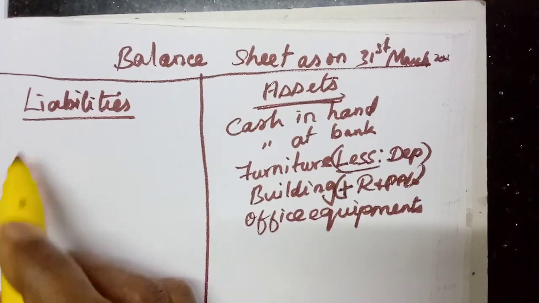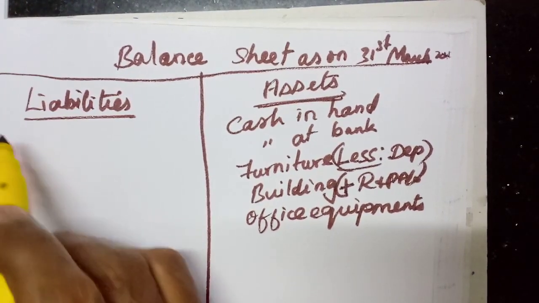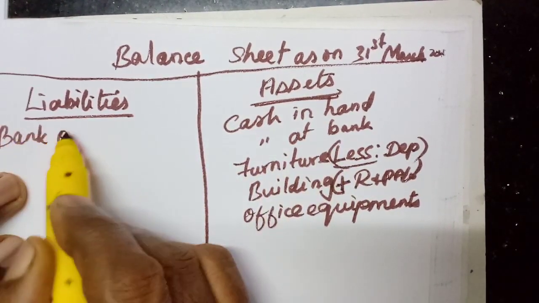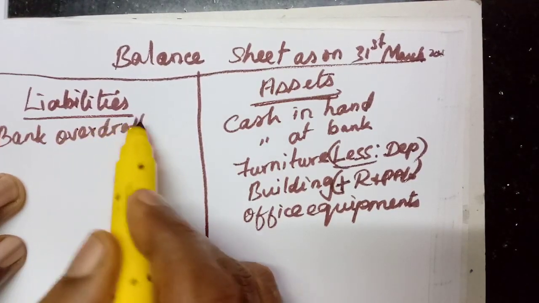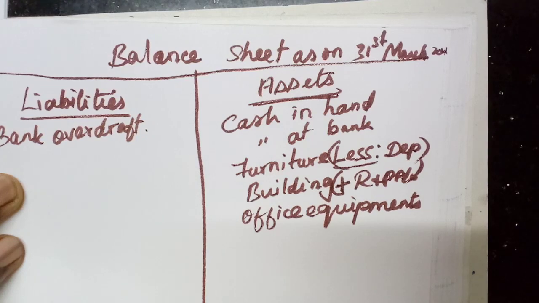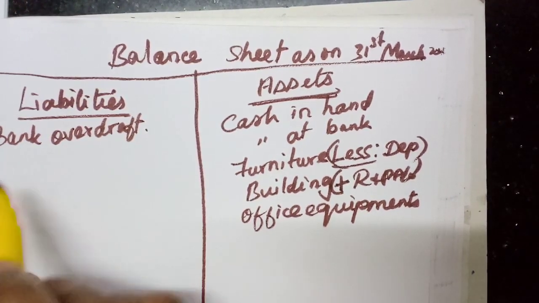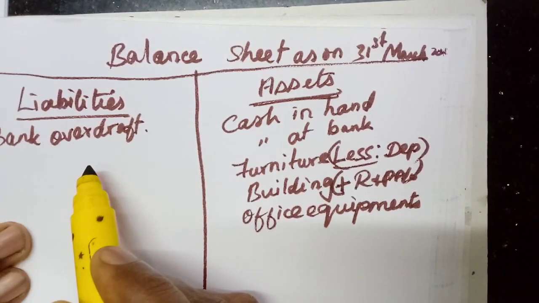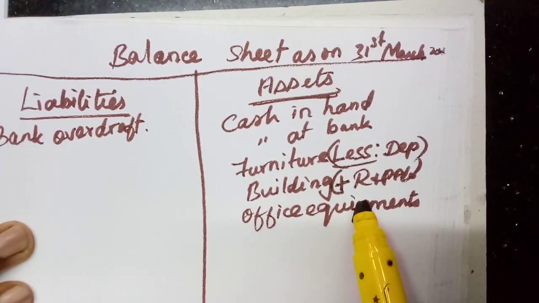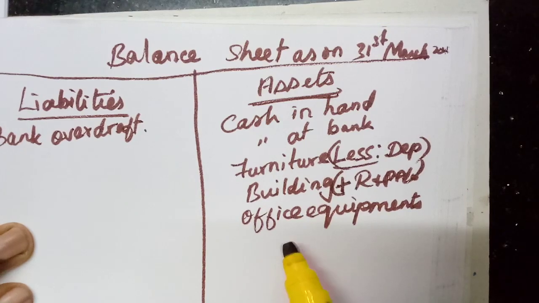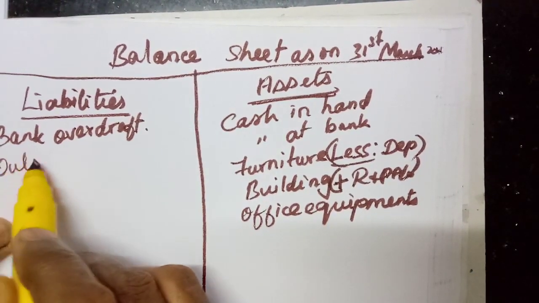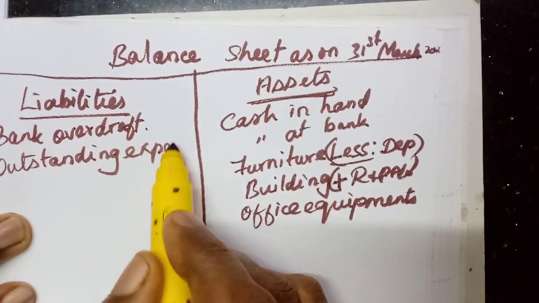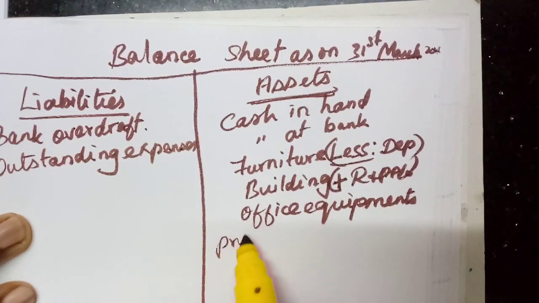Liability side, what we need to write? Liabilities. First, any bank overdraft. If cash at bank is not given, and bank overdraft is given, that will be the liability. Here, bills receivable, bills payable, sundry debtors, creditors will not come, because it is a not for profit organization. There is no trade, purchasing and selling are not available. Okay, bank overdraft. Now, prepaid expenses, outstanding expenses. Outstanding expenses is a liability, isn't it? So we have to write on the liability side any outstanding expenses. All outstanding expenses.